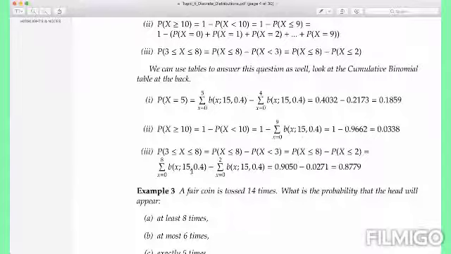Then for this one between 3 and 8, I can accumulate up to 8, and then I can take away up to 2 because I need 3 to be part. Yeah, that's why I have to stop at 2. This value can be gotten from the table, and also this value can be gotten from the table, and then the difference should be that.